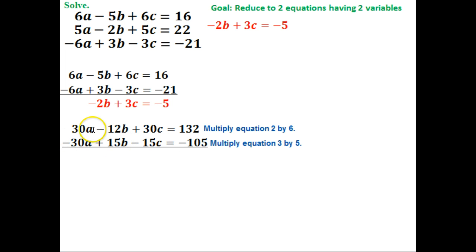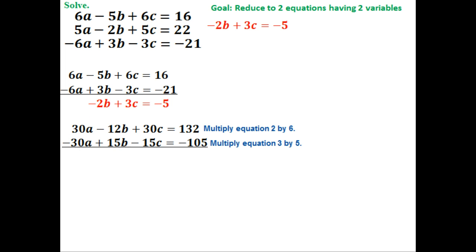I combined all those, and if you'll notice right here, I've got a positive 30a and a negative 30a, so those will cancel, those will be gone. That's what I'm wanting to do. I need to reduce this to two different equations with just two variables. I've eliminated my a in this top equation. Now I'm going to eliminate my a's here.